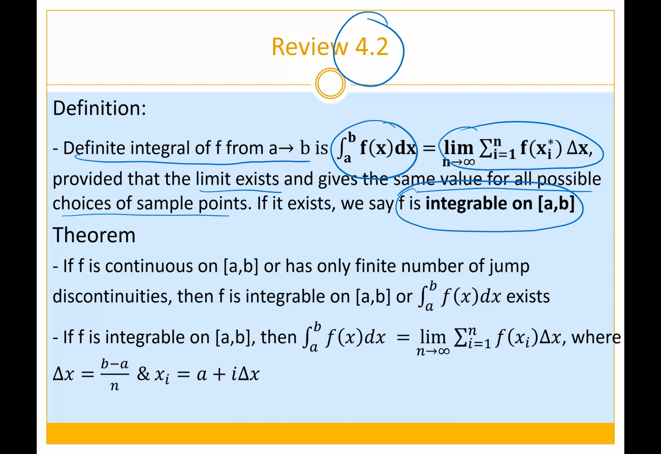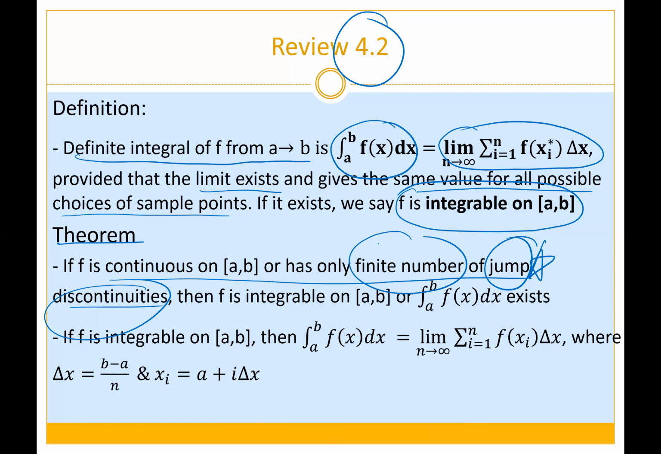So then we have the theorem. If f is continuous on that interval a to b, or has only a finite number of jump discontinuities. So this is the important part: jump discontinuities, and a finite number of them. You don't need to have a very nicely continuous function, but you only have a finite number of jump discontinuities. The type of discontinuity allowed is very specific. It has to be jumps. It cannot be the infinite one or maybe the removable one. Then f is integrable on that interval, and this integral exists. So basically it's saying if you have a continuous or relatively continuous function on an interval, then f is integrable on that interval.